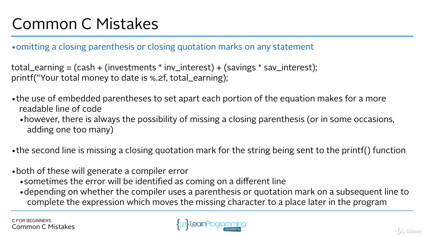Sometimes, though, the compiler error is very misleading because it doesn't actually know where the error occurs. It thinks the error might have occurred on a subsequent line. So the line that it tells you the error is on might be misleading. Depending on whether the compiler finds a parenthesis or a quotation mark on a subsequent line, it will actually complete that expression. So it will move the error down into another line. And that's where it will complain and say that's where the error is. But the actual error is higher up above where it says.